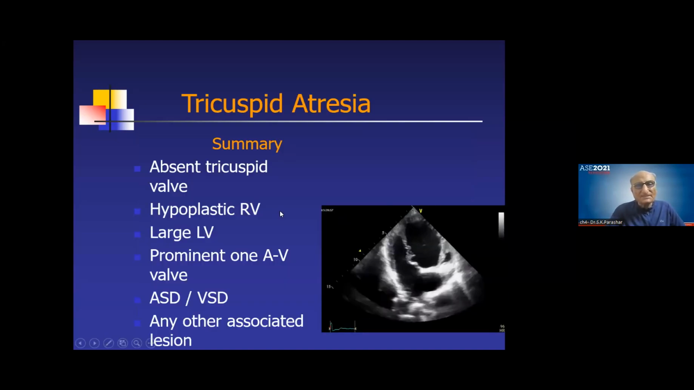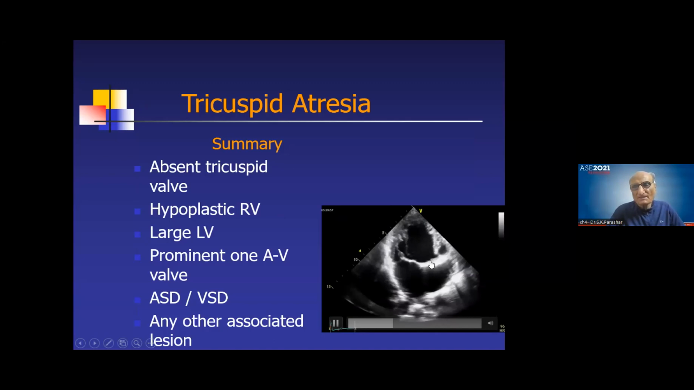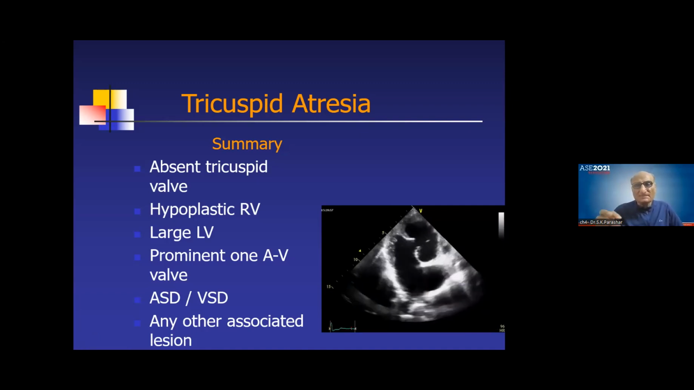So absent tricuspid valve, hypoplastic RV, large LV, one prominent AV valve, ASD or a VSD, we have shown both, and any other associated lesions. If you remember these pictures, you will never forget any particular lesion if you go stepwise.